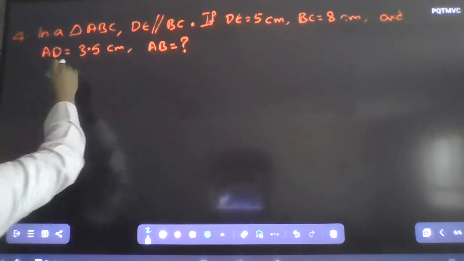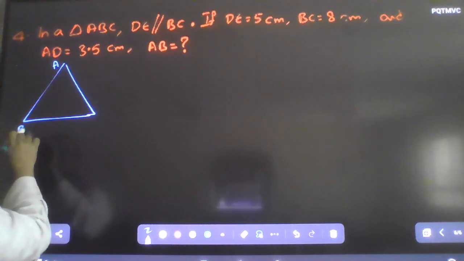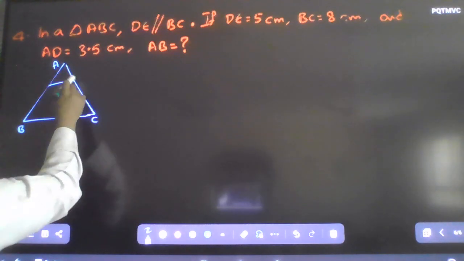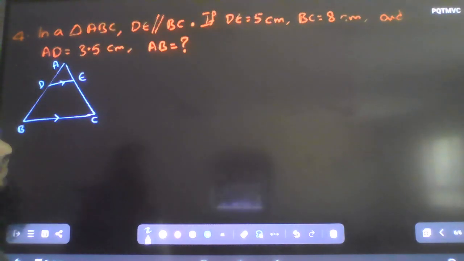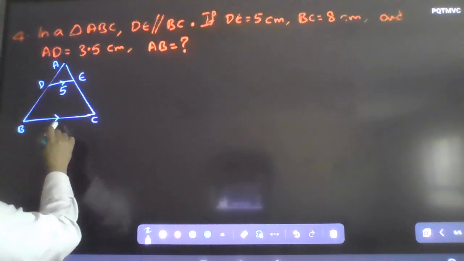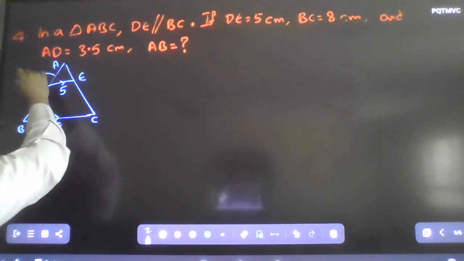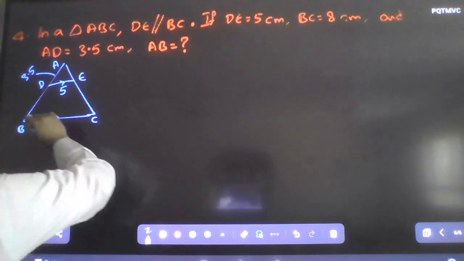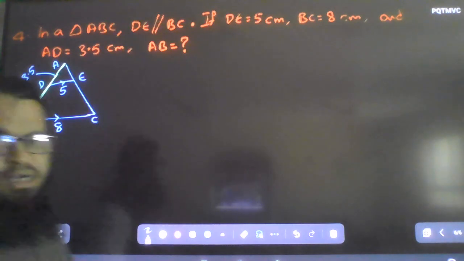In a triangle ABC, let me draw a triangle ABC. This is A, this is B, and this is C. DE is parallel to BC. Okay, fine. If DE is equal to 5 centimeters, this is 5 centimeters, and BC is 8 centimeters, and AD is 3.5, this is 3.5 centimeters. Find AB. He is asking us to find AB. This we have to find. Is it right, my dear students?